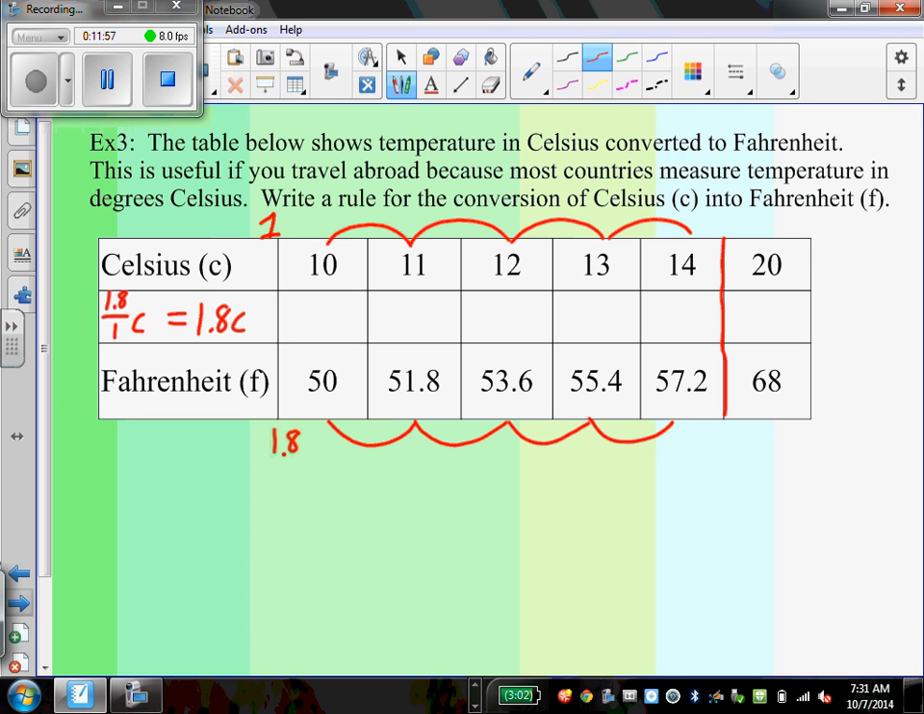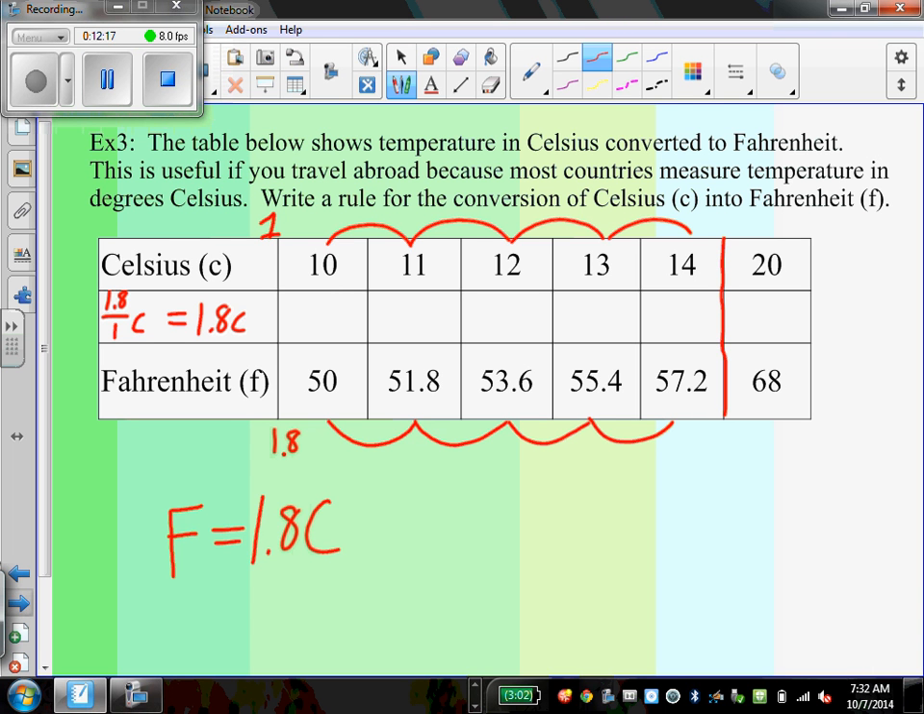Remember, that is then part of our rule. If we want to find Fahrenheit temperatures, the first part of what we're going to have to do is take our Celsius temperature and multiply by 1.8, according to the rule that we have there.